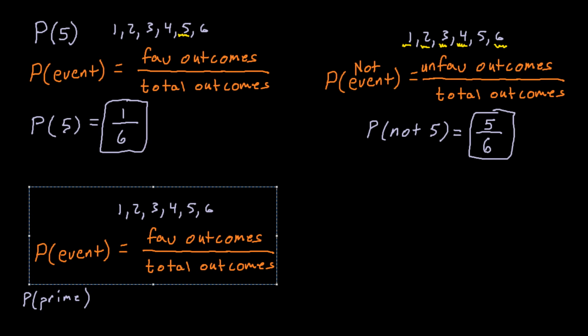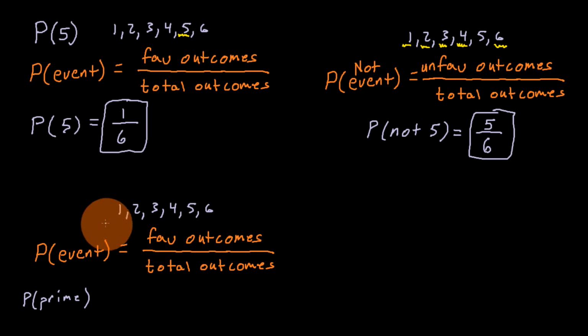I'm just going to go back to that yellow pen real quick. And let's underline all of our prime numbers. Well, 1 is not a prime number, so we're going to skip over it. 2 is a prime number. 3 is a prime number. 5 and 5 are all prime numbers. So we have 1, 2, and 3 favorable outcomes.